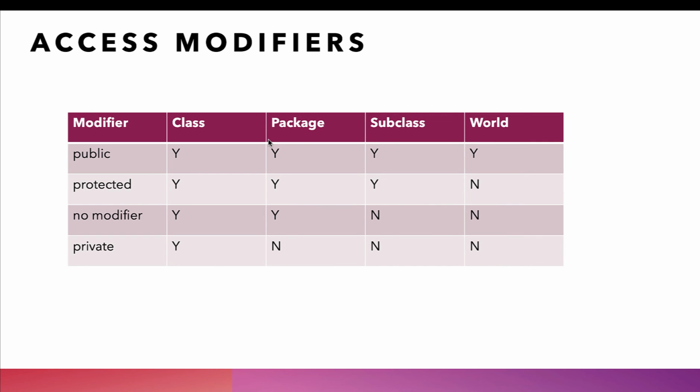Let's see the main differences between all these modifiers. We have the public access modifier, and public members are accessible within the class, within the package, and within the subclass, even if the subclass is present outside of the package. It is also accessible outside of the package as well. The world means outside of the package. So public class members can be accessed from anywhere.